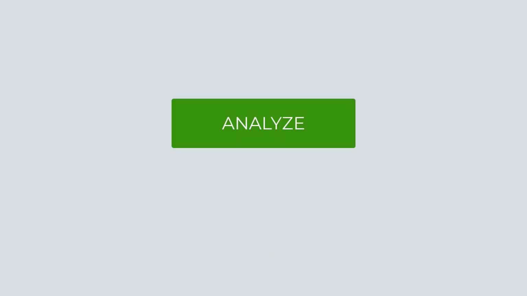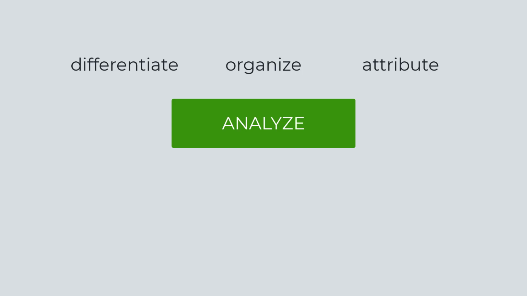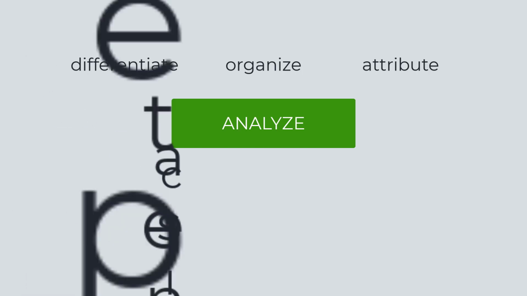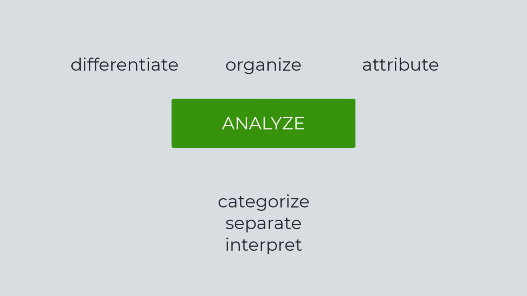Our next cognitive dimension is analyze. This is where the learner acquires the ability to break material into its constituent parts and determine how those parts relate to one another and to the overall structure or purpose. You'll often see verbs like differentiating, organizing, and attributing in this dimension. However, you could also see verbs like categorizing, separating, and interpreting.